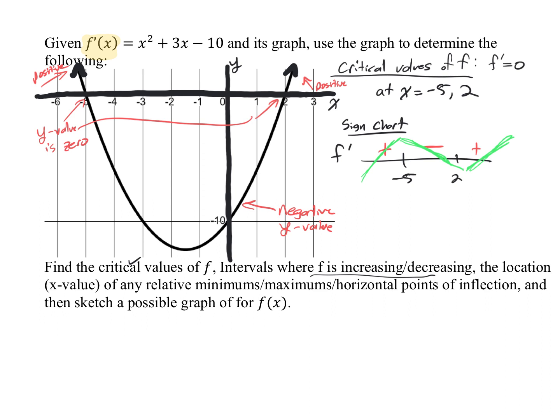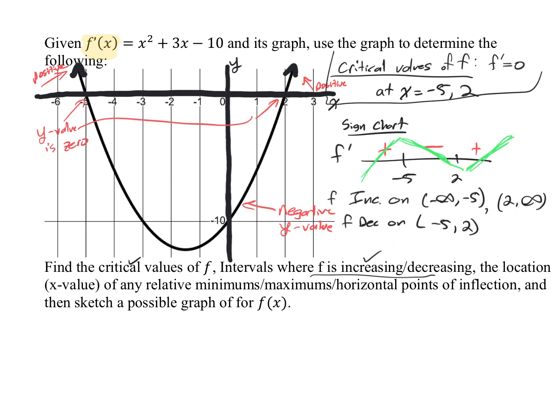Okay, now that we've written the sign chart, thought about how we could get that information off of the graph, let's actually answer what they're asking. Where is the function increasing? f increases on -infinity up to -5, and then 2 to infinity. f decreases on -5 to 2. All right, let's box some of these answers in. So we found our critical values, we made a sign chart, and we found out where the function was increasing or decreasing.